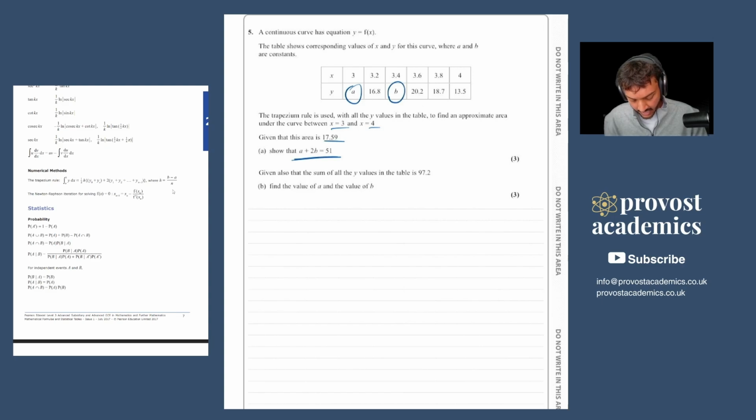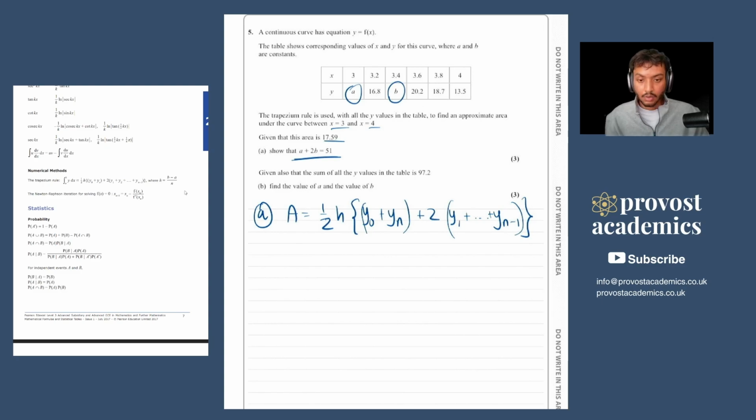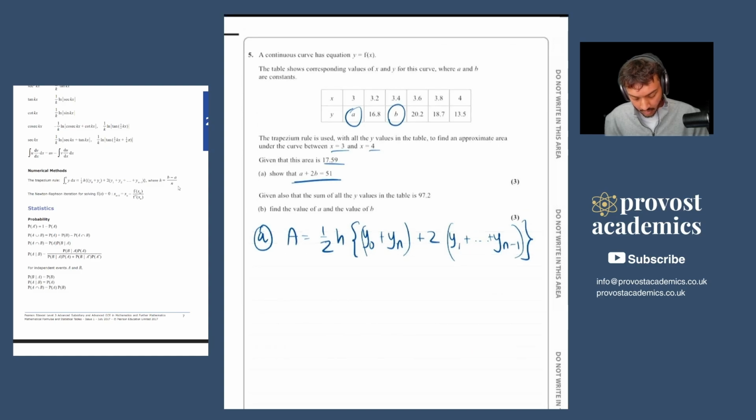Okay, cool. So what do we have? For part A, our trapezium rule area is equal to half h of y0 plus yn plus 2 times y1 plus up to yn minus 1. And that's it. Perfect. So firstly we're looking for the width. The width is the change between your x coordinates, and it should be a constant width. So that's 0.2.